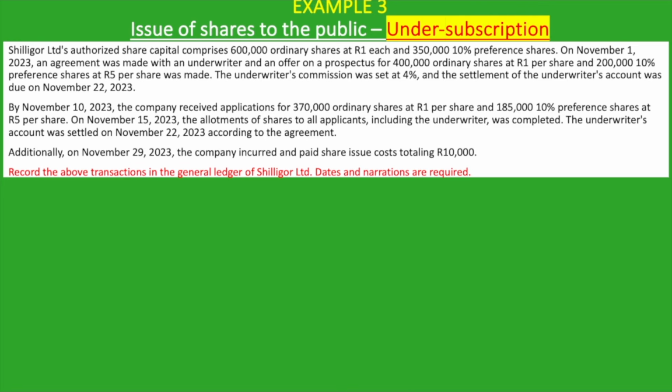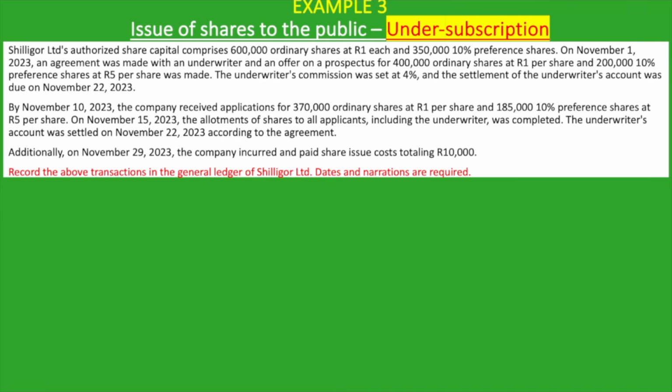Well, firstly, let's look at the amount. How much do we owe this underwriter? How do we do the calculation? Well, it's quite easy. The question we need to ask ourselves is, how much money do we intend to receive by issuing these shares to the public? And then we take the total amount of money we expect to receive for all classes of shares, and we multiply it by the percentage that we have to pay the underwriter for incurring the risk. So we take the 400,000 ordinary shares multiplied by 1 Rand per share, and the 200,000 preference shares multiplied by 5 Rand per share, and the total of the two multiplied by the 4% will give us how much we owe this underwriter.